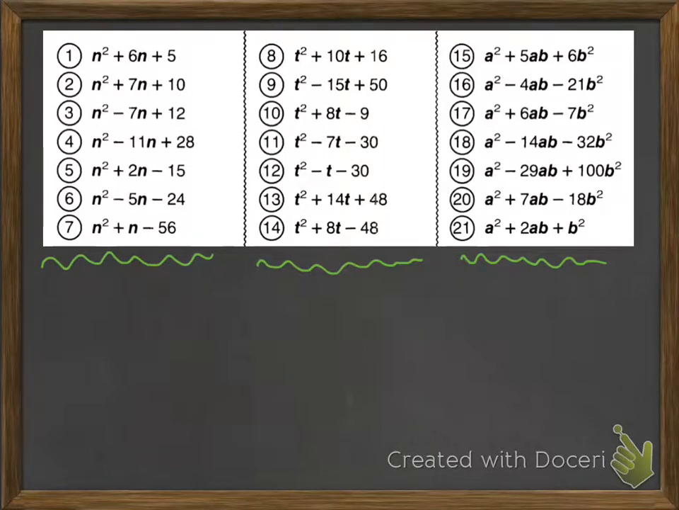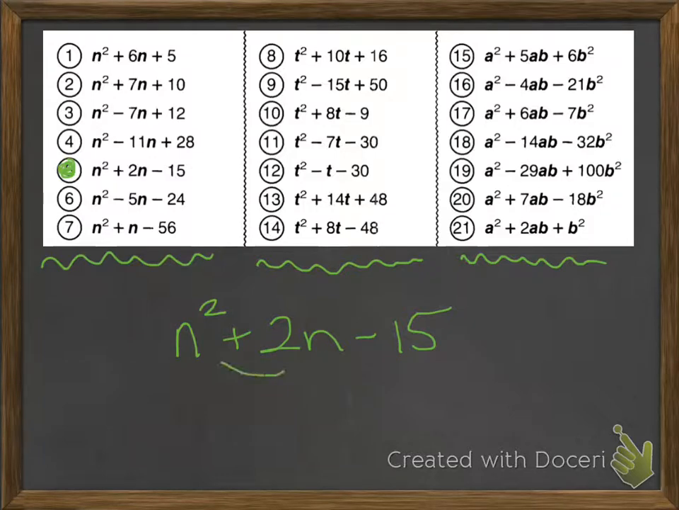So let's just pick one. Let's go for, which one do I like? I want to do 5. So 5 reads n squared plus 2n minus 15. And for sake of space, I cut off the directions. The directions read to factor completely as a product of 2 binomials. And so that really kind of spells out what I'm supposed to do here.